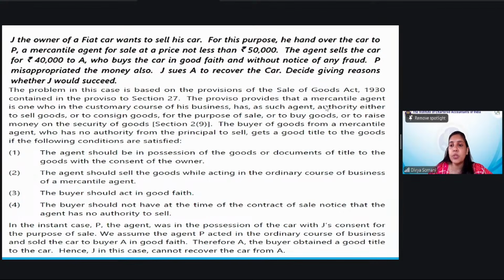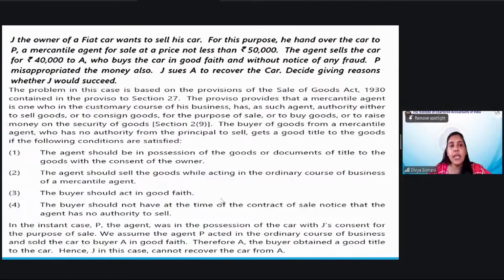So therefore, the answer to this question is this. Let me just read it out for you. In the instant case, P, the agent, was in possession of the car with J's consent for the purpose of sale. We assume that the agent P had acted in the ordinary course of business and sold the car to the buyer A in good faith. So all the conditions are fulfilled. We are specifying that all the conditions are fulfilled.